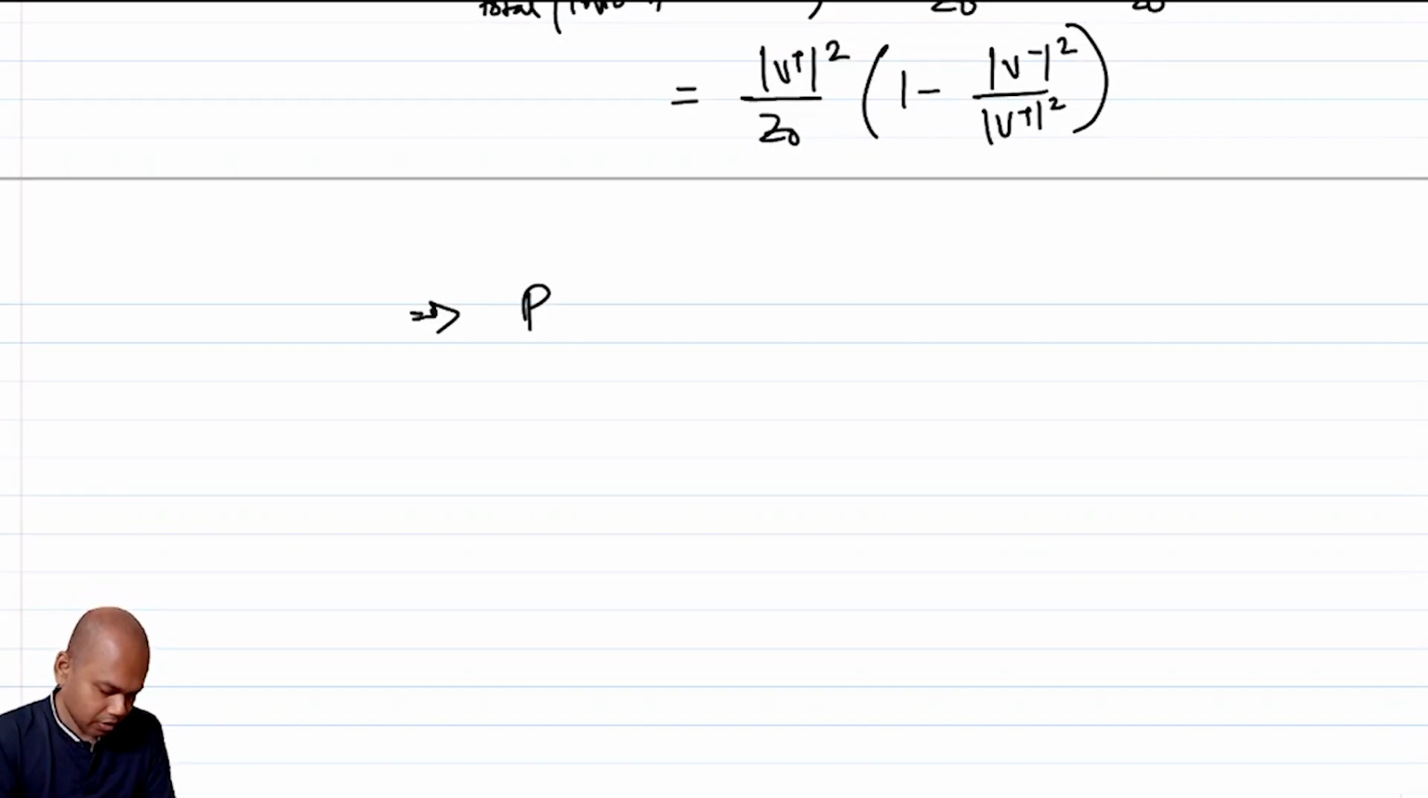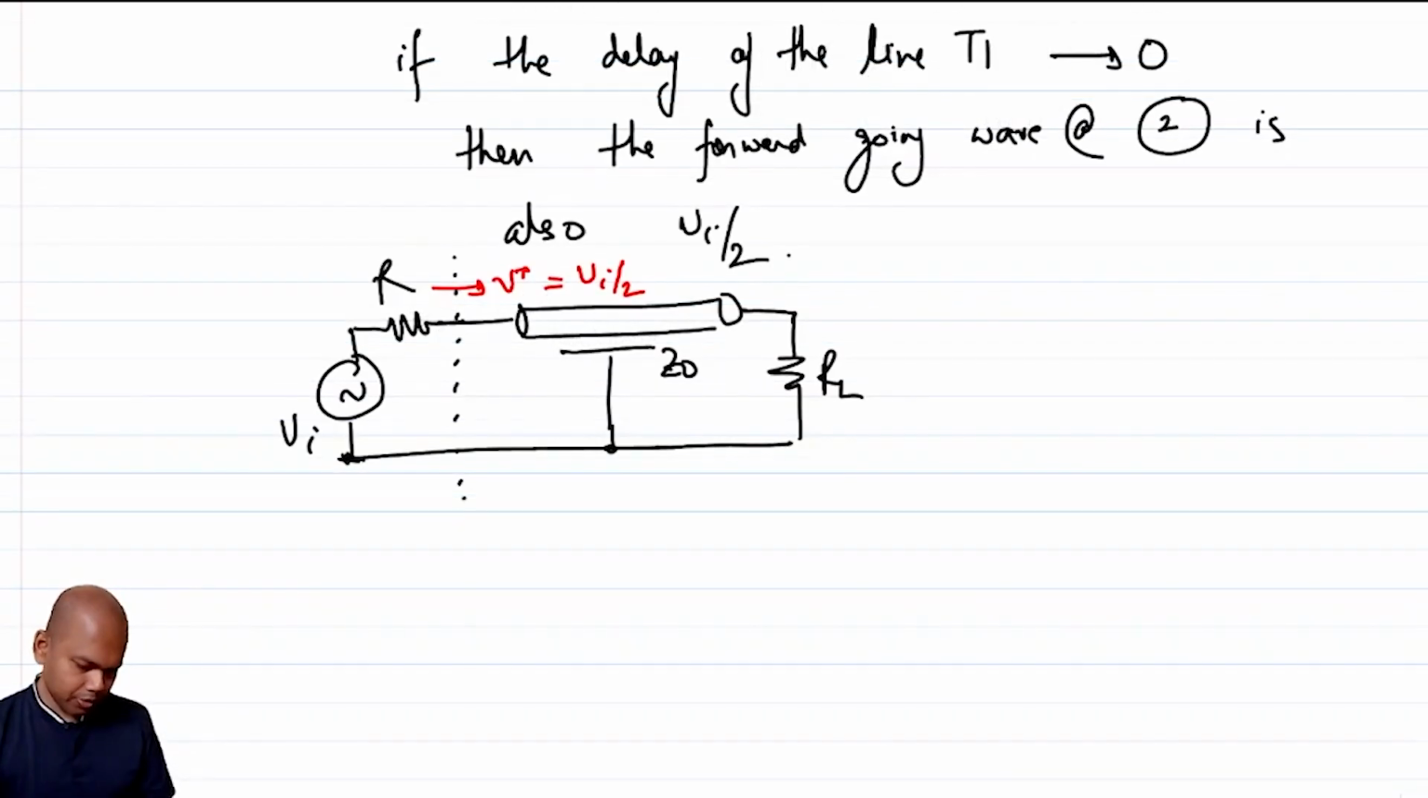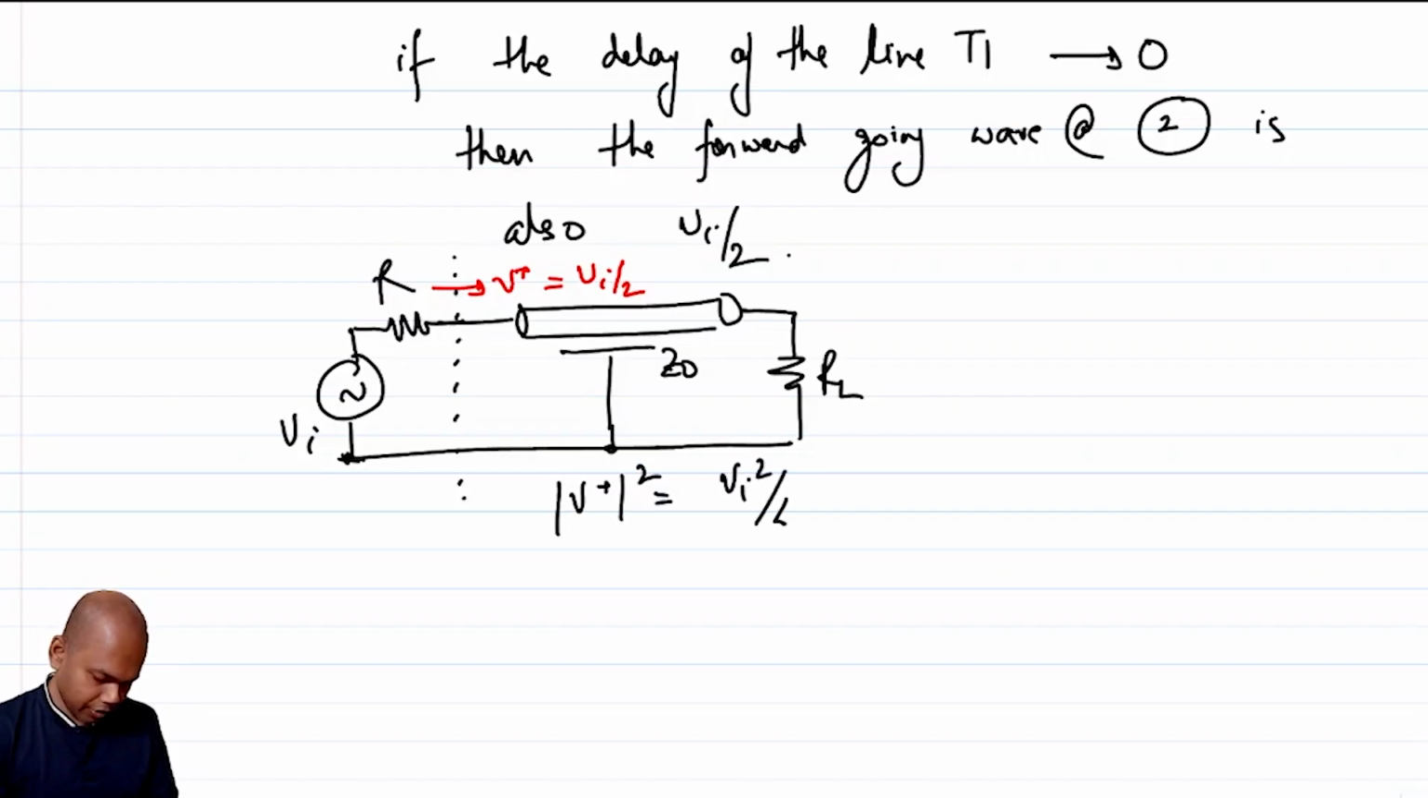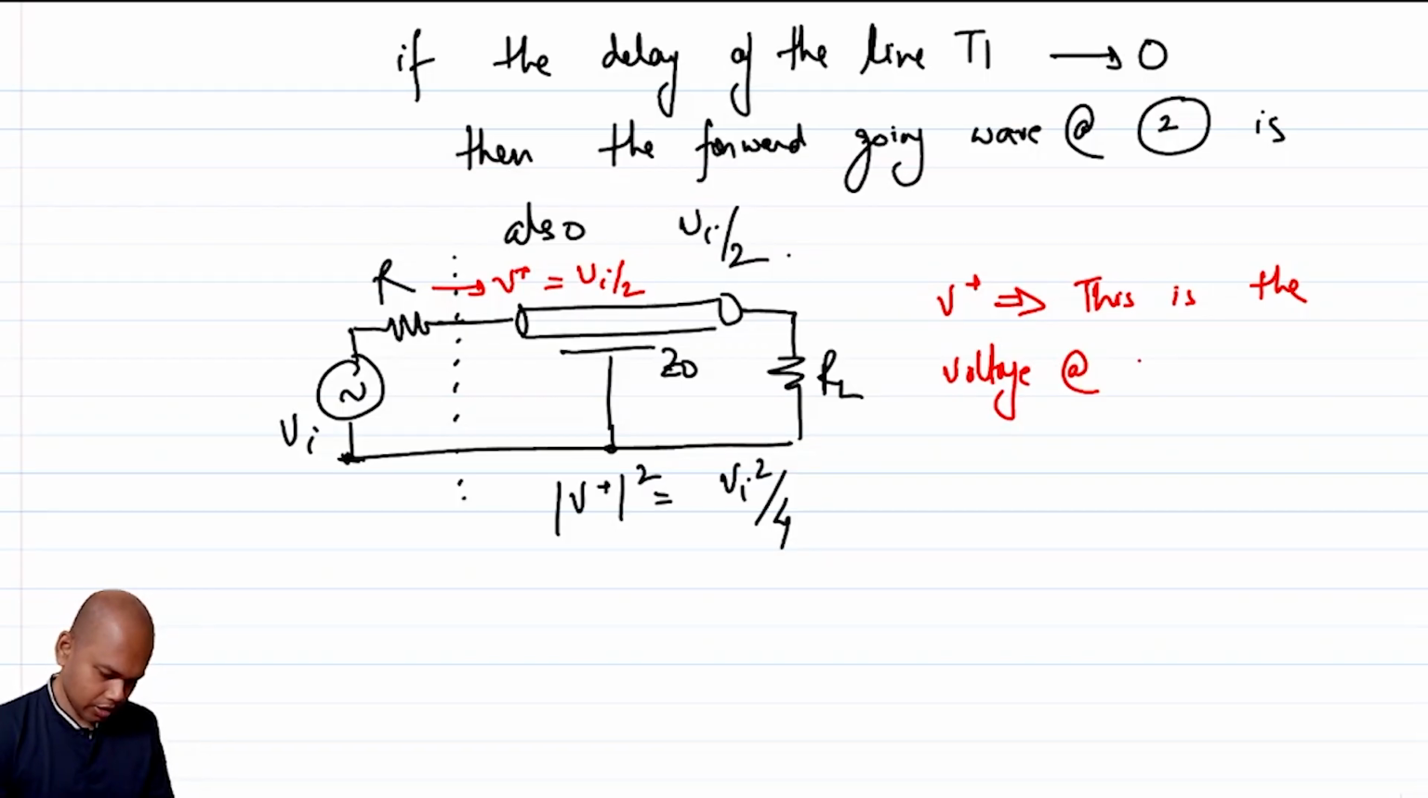So if I rewrite it, what do I get from the definitions that I know? The power delivered. What is V plus squared? This is nothing but Vi squared by 4. And what does V plus essentially mean? V plus effectively means the voltage at the junction.